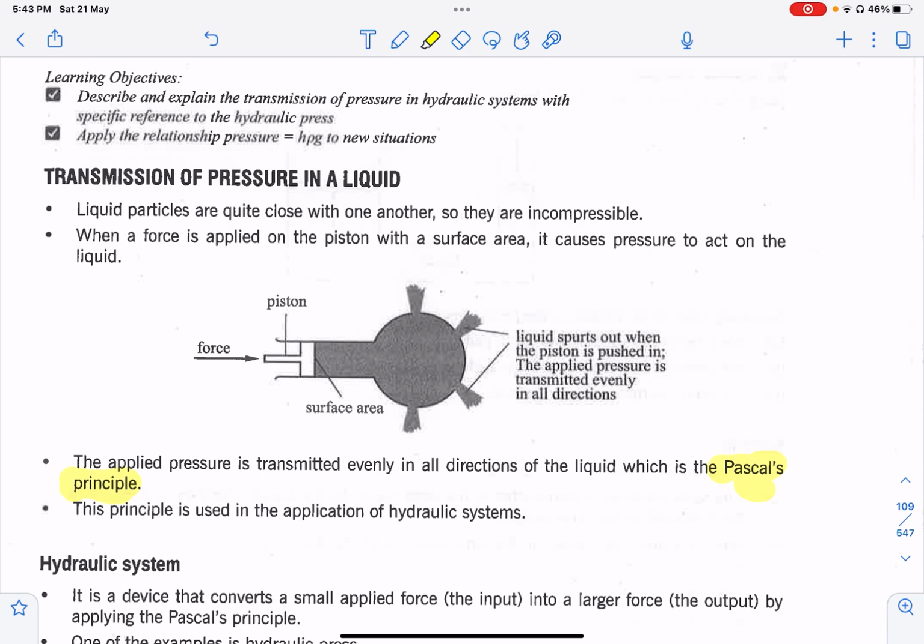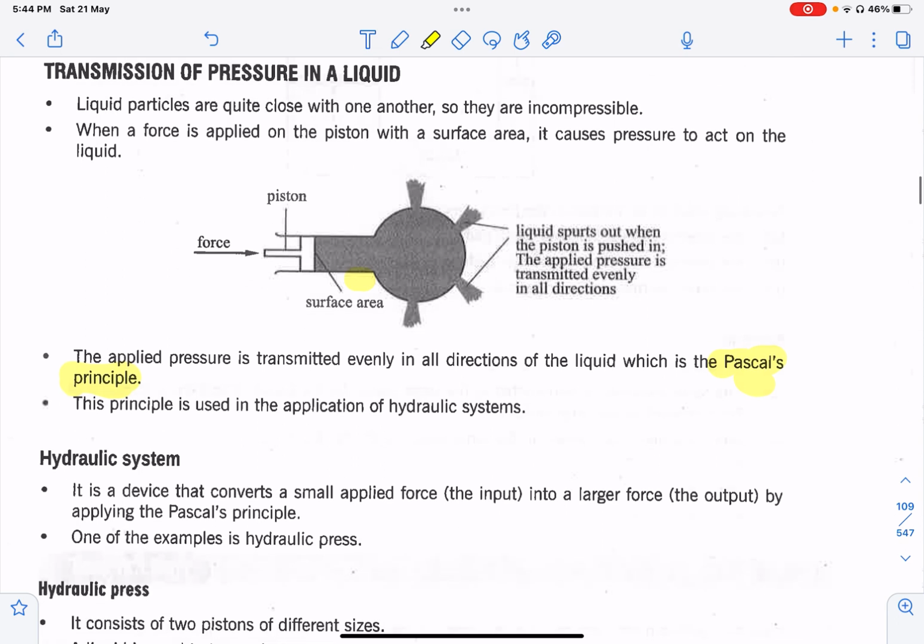Now, in order for this to take place, the assumption is that this is a closed system, meaning there's no leakage of pressure and all the pressure is inside here. Liquid particles tend to be quite close with one another, and they are incompressible. But if you remember your chemistry, kinetic particle theory, when you draw the different particles, liquid particles have some spaces in between them that allow the liquid to slide past each other. So generally this helps a bit, but not to the extent that you are able to compress a lot.